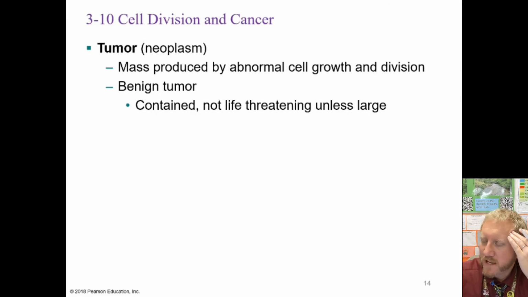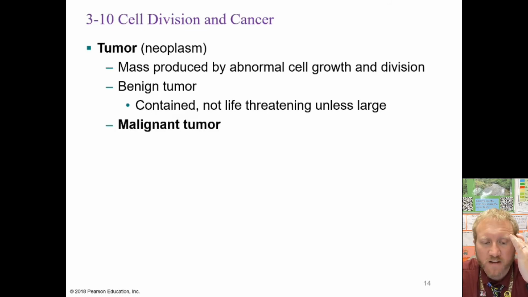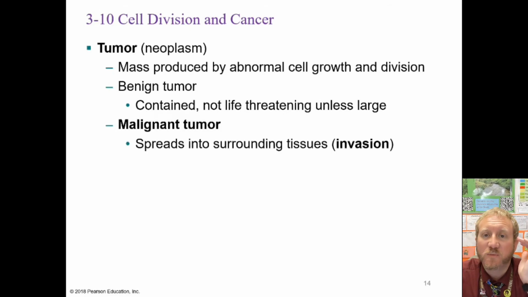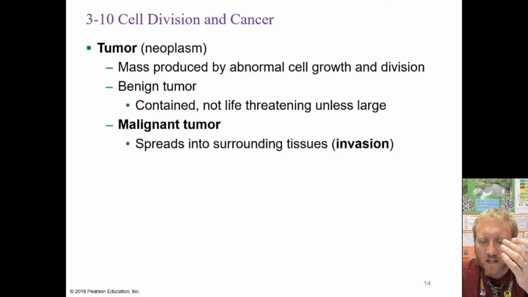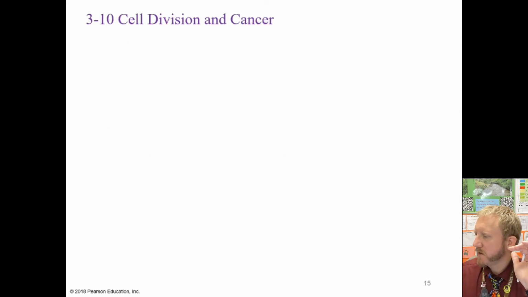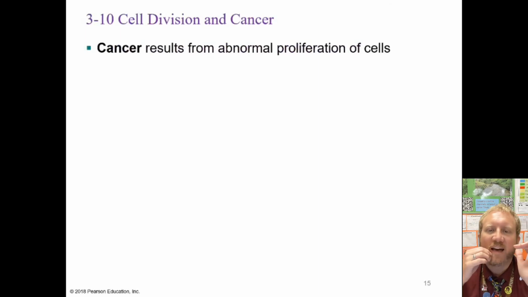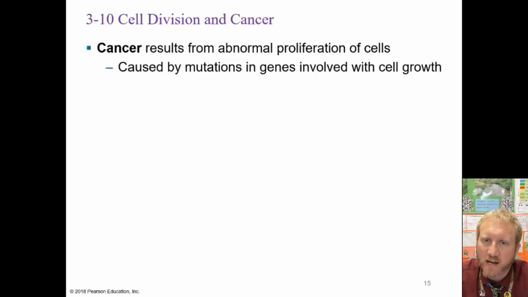However, if it continues to spread or becomes life-threatening, when it really becomes a bad problem is when it spreads to surrounding tissue. That's known as invasion. That's also called metastasis. If it metastasizes, it's spreading, so parts of the tumor are breaking off and then growing in other places. When it becomes malignant, then it becomes cancer. There's an abnormal proliferation of cells. Typically that's caused by a mutation in the genes involved in cell growth.